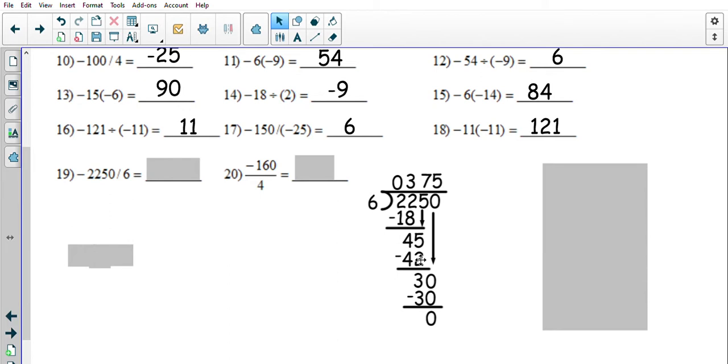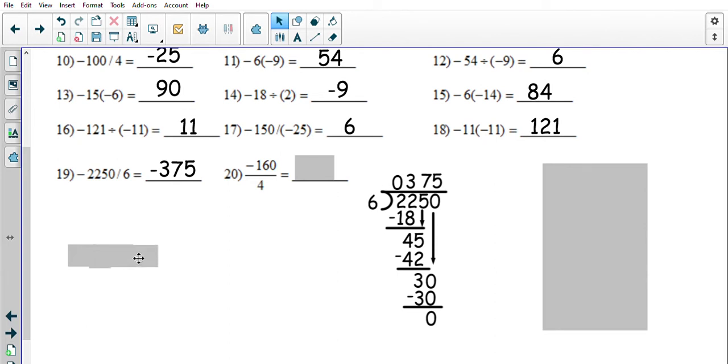45 minus 42 is 3. Bring down a 0, and then 6 goes into 30 exactly 5 times to get us a remainder of 0. All of these for right now are going to work out evenly, so you don't need to worry about getting really weird decimals or fractions. But again, our solution for this one will be negative, so negative 375.